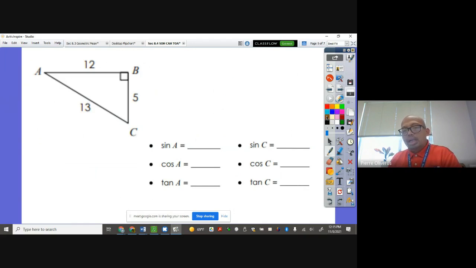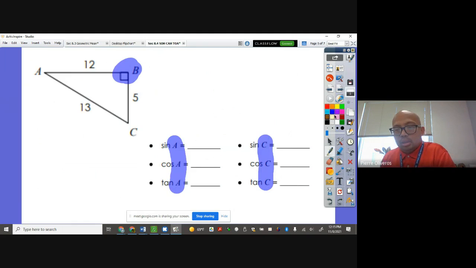Okay, so let's do this one here. So I'm given a triangle ABC here, and we have to find the ratios of sine A, cosine A, tangent A, sine C, cosine C, and tangent C. If you notice, we're not looking for the ratio for angle B because that measures 90. All the angles here are the acute angles only. Okay, the complementary. So anyway, what is sine A?